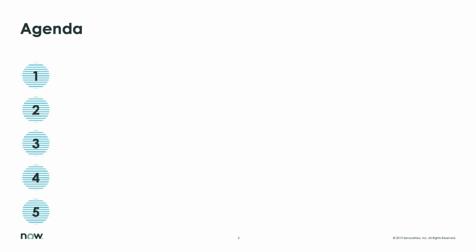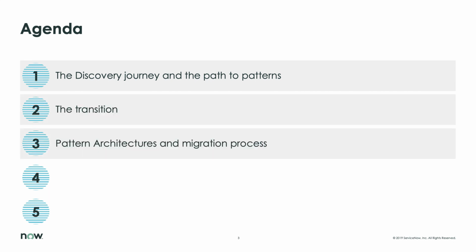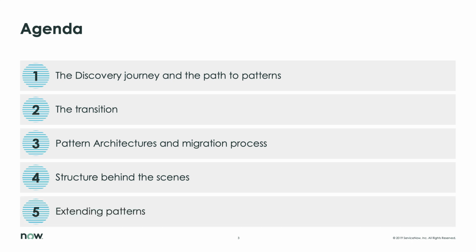All right, what we're going to talk about today. We're going to talk about the journey we've taken from probes, from discovery in the beginning, and where we're going with patterns. Talking about the transition, moving over, what the architecture is, and the migration process, because there's a lot more moving parts here that you may not be familiar with if you've just been doing discovery with probes and sensors. And then we're going to look at the structure behind the scenes, some of the things you need to keep a lookout for.